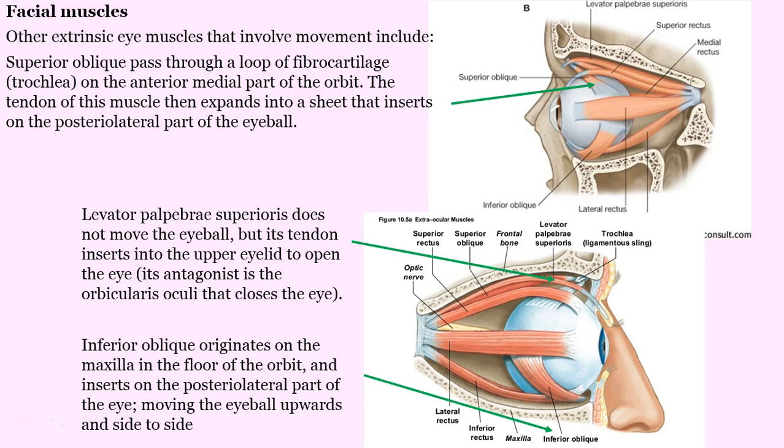Inferior oblique originates on the maxilla, so if it's inferior, it's going to be below. And it comes in an angle, and so you get that side-to-side movement with a little multi-directional. If you ever raised a teenage girl, you get to see the inferior oblique a lot when they roll their eyes at you because you're an idiot.